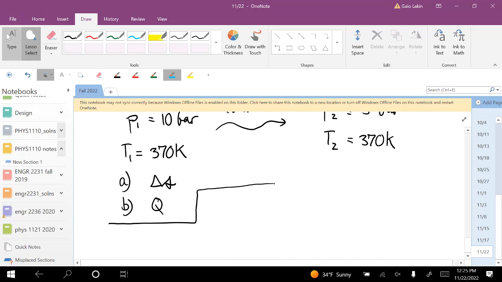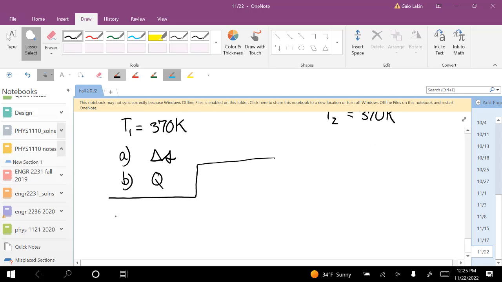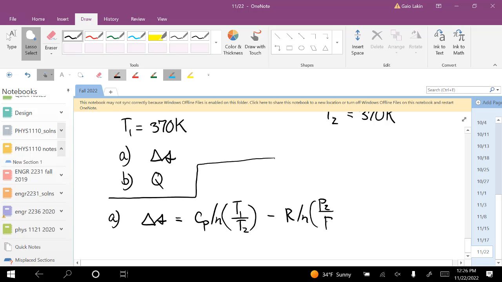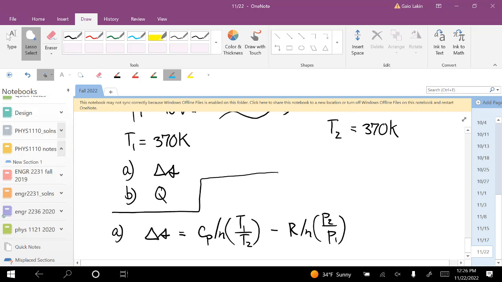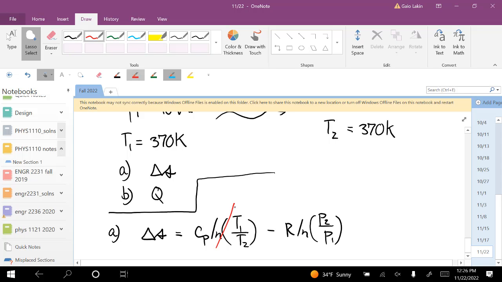Well, we know that we can use this equation. So for part A, if you have a small temperature change for an ideal gas, the change in specific entropy is Cp times the natural log of T1 over T2 minus R times the natural log of P2 over P1. And this first term goes away because natural log of 1 is equal to 0. So you don't even have to know what that Cp is.